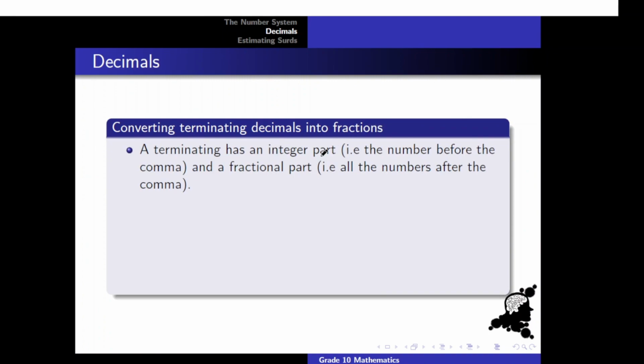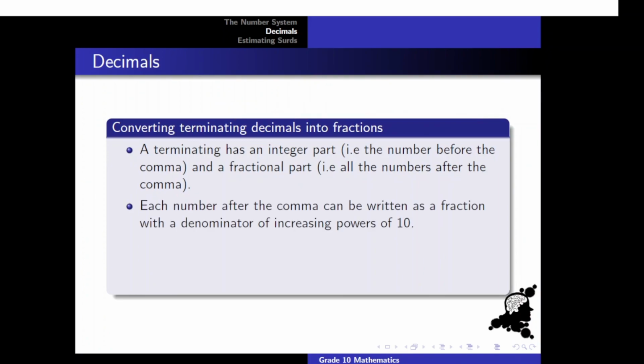A terminating decimal has an integer part, this is the number before the comma, and a fractional part, this is all of the numbers after the comma. If I look at 3,64, the 3, this is what we call the integer part. Then everything after the comma, this is what we call the fractional part. Now, you might be thinking, why do I need to know that? You'll see in a second.